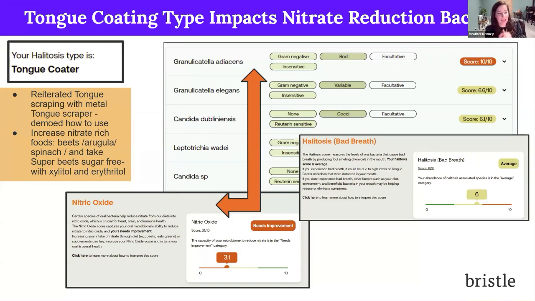So that's why his nitric oxide score was low. And then he uses a CPAP too. So I think sometimes that can be problematic if he's dropping his mouth open as well. So nitric oxide, another thing that can be flagged as mouth breathing, will also have nitric oxide reduction with the bacteria. So when you see low nitric oxide, check the tongue coating bacteria, and then always check airway as well.